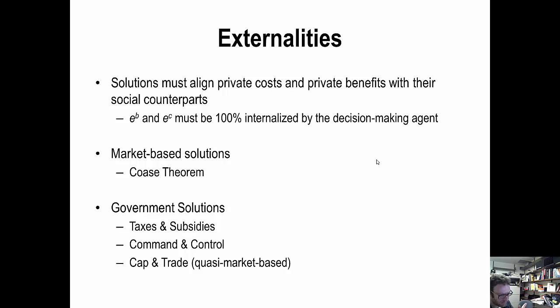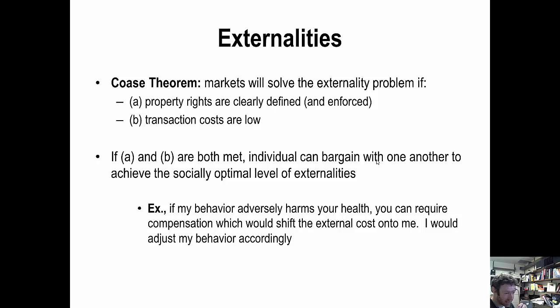The first is the market-based solution, which is the Coase theorem. Now, the Coase theorem just stipulates that markets can solve this externality problem relatively well if A, property rights are clearly defined and enforced, and B, if transaction costs are low. If A and B are both met, then individual agents can bargain with one another, and a market price for these externalities will actually emerge that will lead to an efficient provision of this commodity.